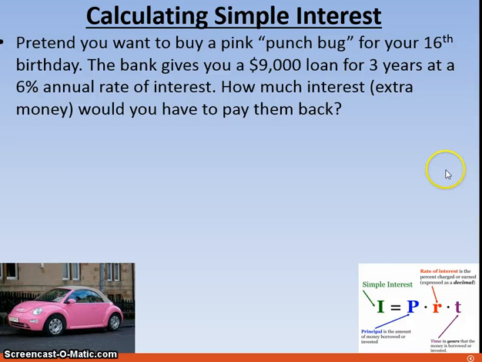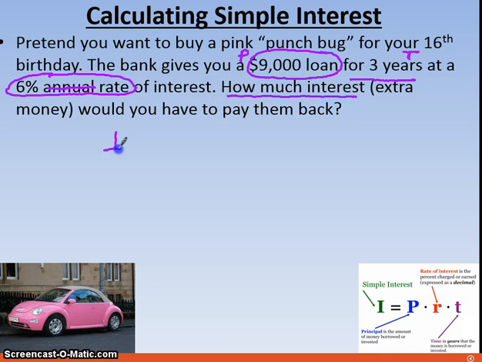Let's do one last example. Pretend you want to buy a pink punch bug for your 16th birthday. I know you girls will like that. The bank gives you a loan for $9,000. So here's your loan amount, also known as your principal, for 3 years, which is the value of time, at a 6% annual rate of interest. Annual just means every year, so you don't need to worry about that part. It says how much interest, which shows that we are looking for that extra amount of money. How much interest would you have to pay them back?